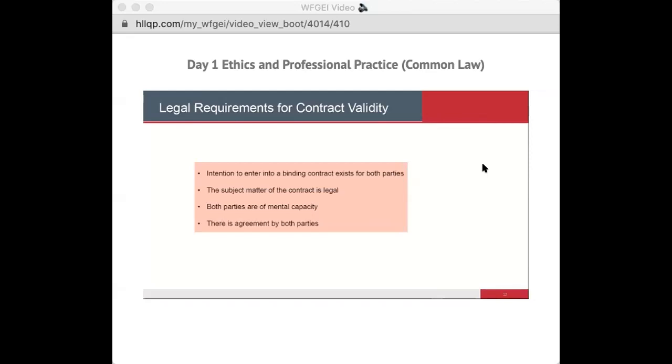Okay. Also, both parties that enter into a contract must have mental capacity. In other words, they cannot be in a situation whereby one may have mental issues, or be under the influence of drugs or alcohol or anything along that line.